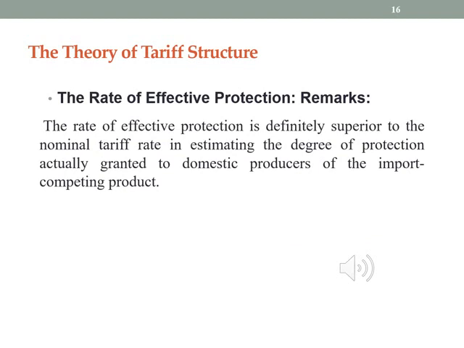Finally, a conclusion that I would like to end this discussion concerning the rate of effective protection with is that the rate of effective protection is definitely much more superior, much more accurate than the nominal tariff rate in estimating the degree of protection actually granted to the domestic producers of the import competing product. So when we judge the degree of protection provided to domestic producers of an import competing product, we should look for the effective rate of protection and not the nominal tariff imposed on the final product.